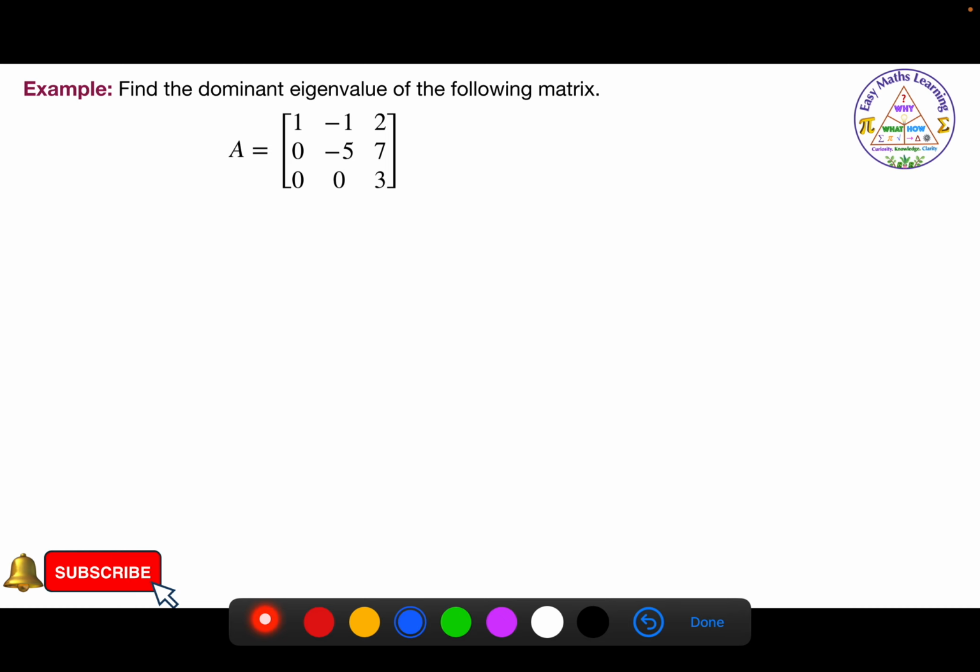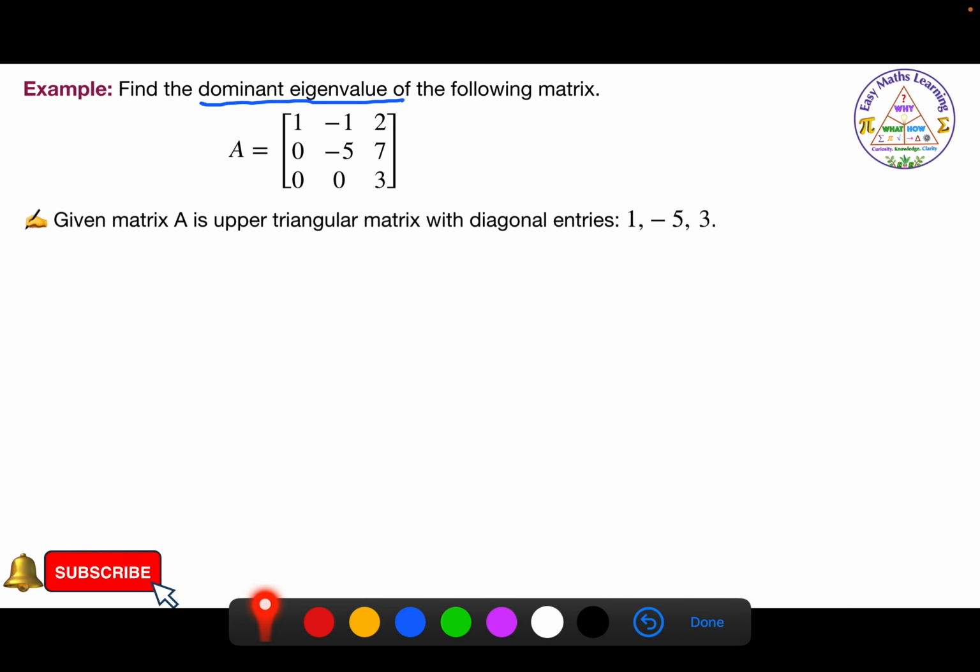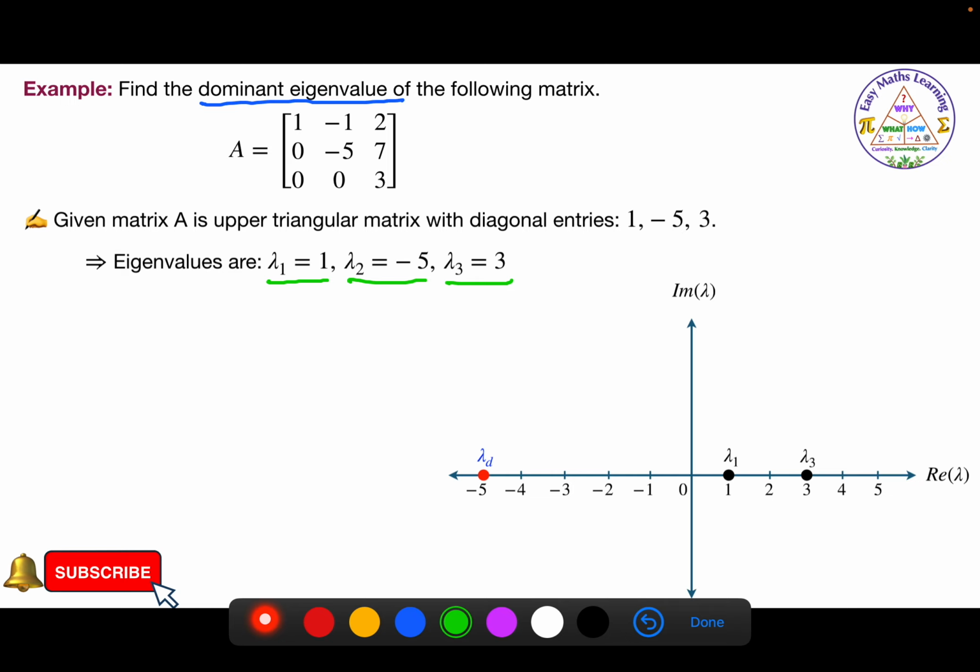Now we discuss one example. Find the dominant eigenvalue of the following matrix. So this is an upper triangular matrix, you can see here, with diagonal entries 1, -5 and 3. The eigenvalues of an upper triangular matrix are the diagonal entries. So we write eigenvalues lambda 1 equal to 1, lambda 2 equal to -5 and lambda 3 equal to 3.